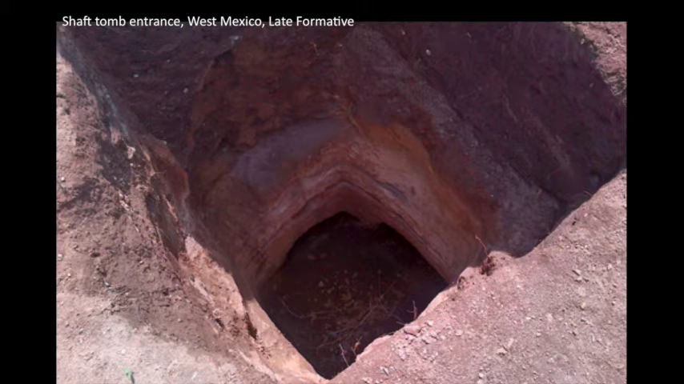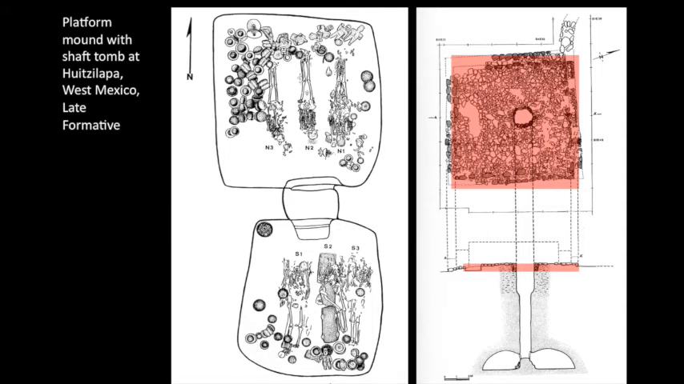Shaft tomb is one of your keywords for today. And here is a photo of one of these deep shafts that lead from the surface down to a tomb below. The tomb at Huitzilapa had 2 chambers, one to the north and one to the south of the shaft entrance. Each tomb contained 3 burials.